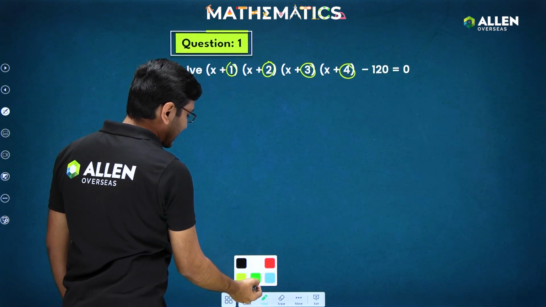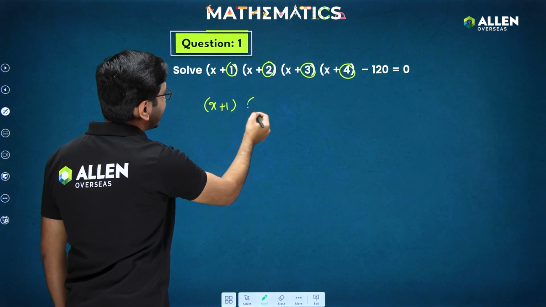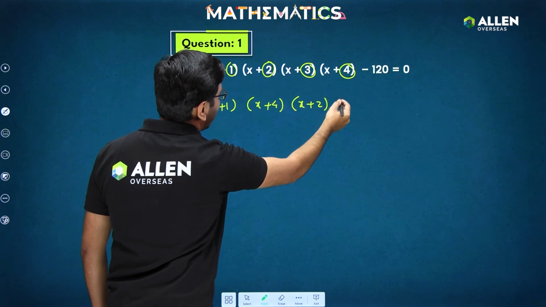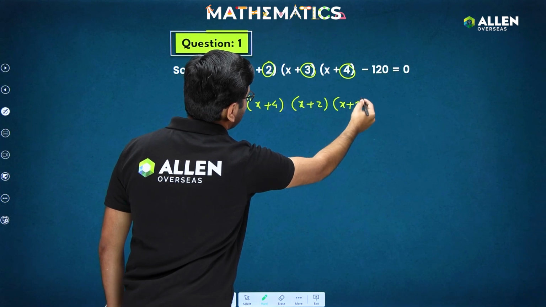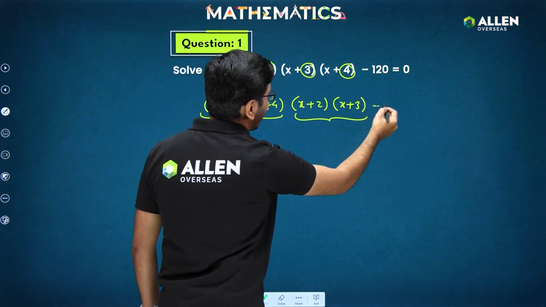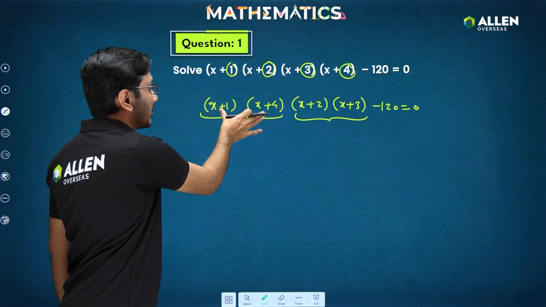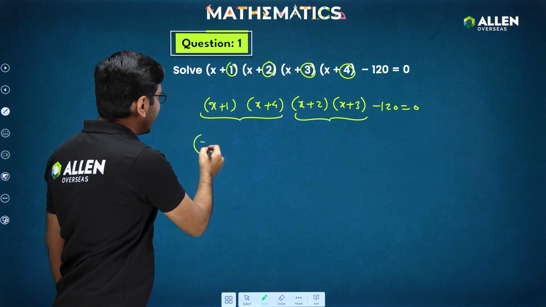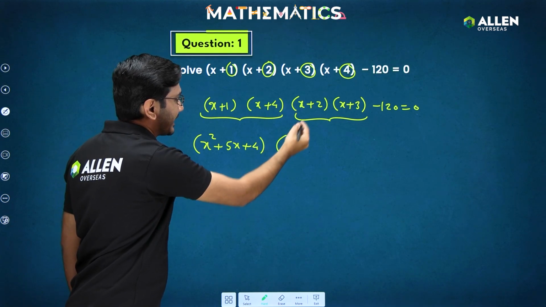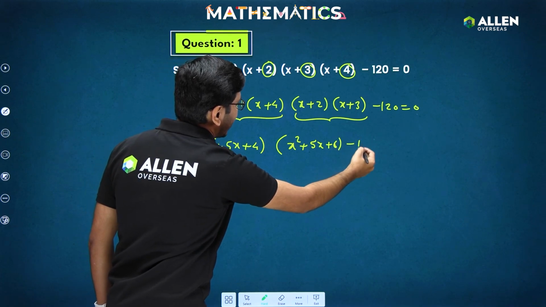So what I'll do to solve this kind of question, I'll take x plus 1 and x plus 4 together, and then x plus 2 and x plus 3 later. So I have clubbed these two together and these two together, and minus 120 equal to 0. Let's see what happens now if I take the product of these two brackets. I'll get here x square plus 5x plus 4, and in this bracket I'll again get x square plus 5x plus 6, and minus 120.